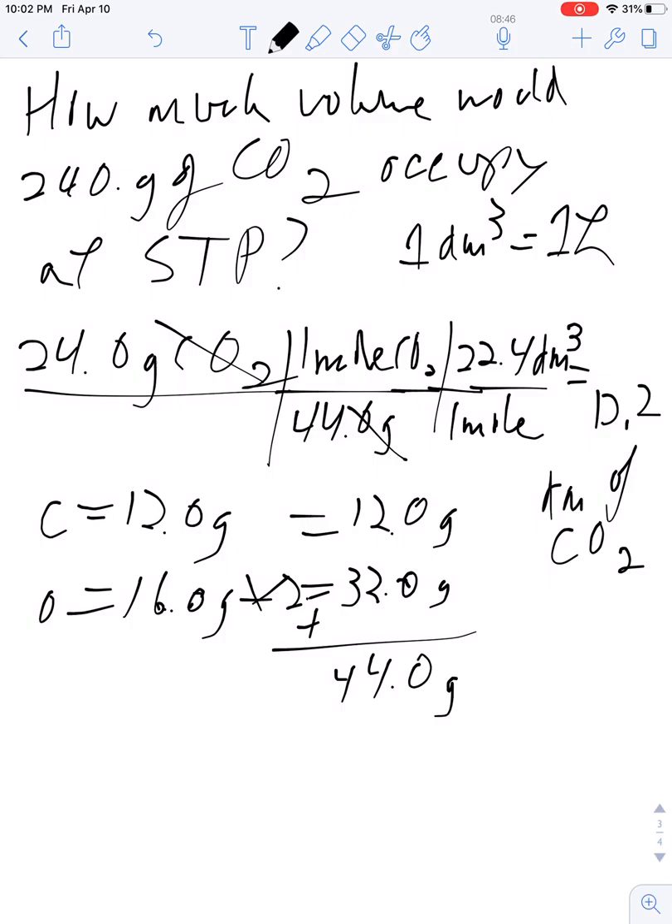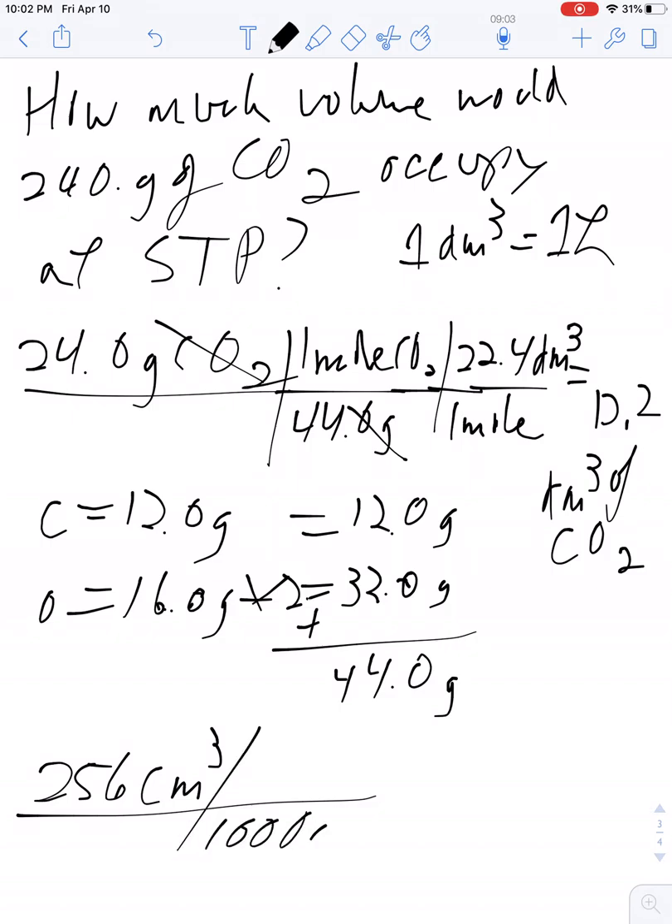If the problem gives your volume in cubic centimeters, you have to convert to liters or decimeters cubed. 1,000 cubic centimeters is 1 liter. I think it's just easier to convert it to liters. So if the problem gives it to you in any other unit, you have to convert to liters.